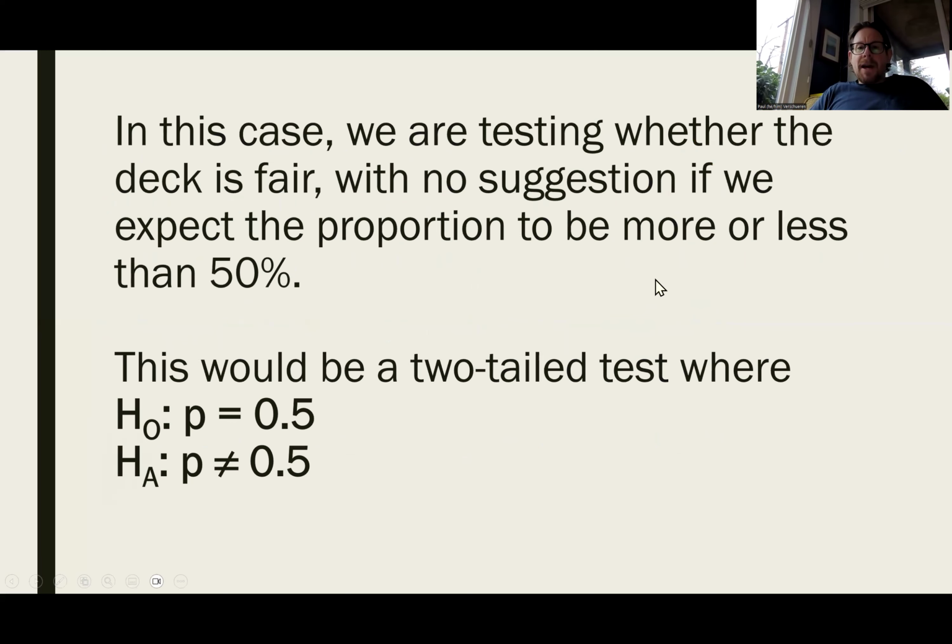So in this case, the wording we use is just, we suspect the deck is not fair. So the alternative hypothesis would just say we don't think it's 50%. P does not equal 0.5.